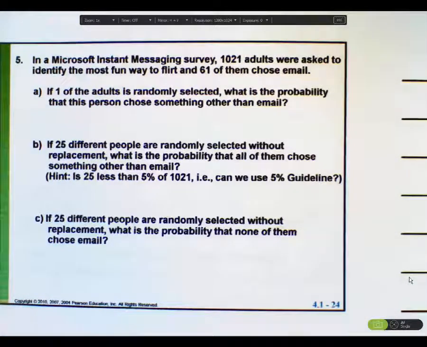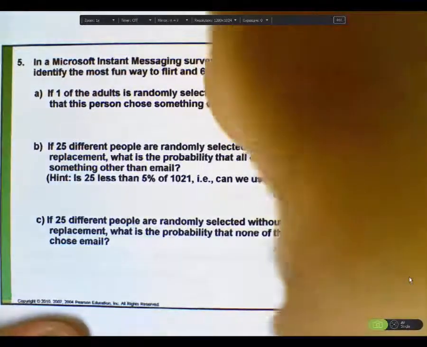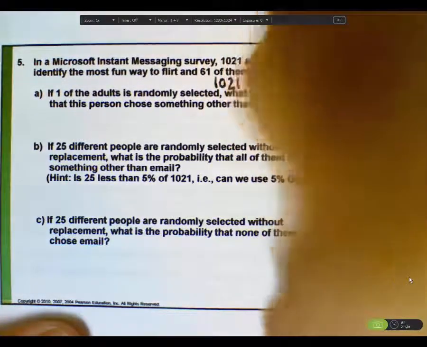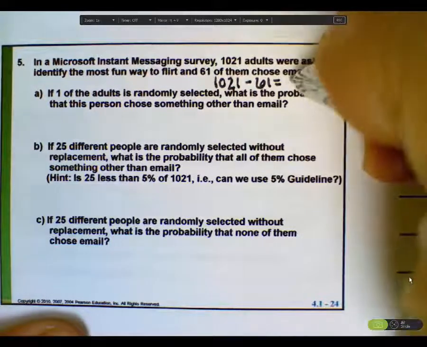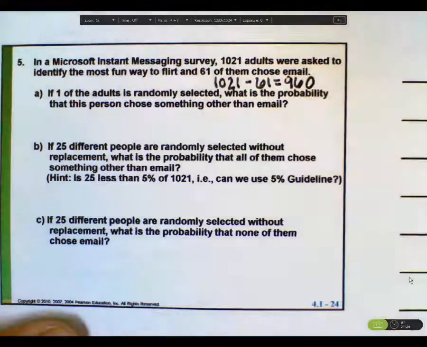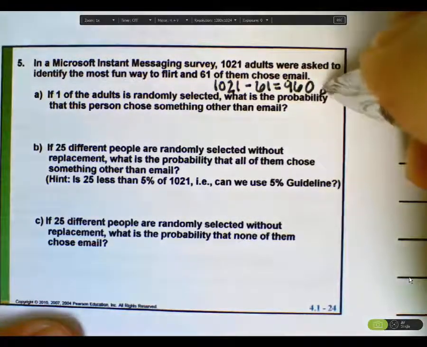email? Well, the first thing I need to determine is if 61 of them chose email, how many chose something other than email? And I would get that by subtracting 1,021 minus 61 is 960 people who chose something other than email.